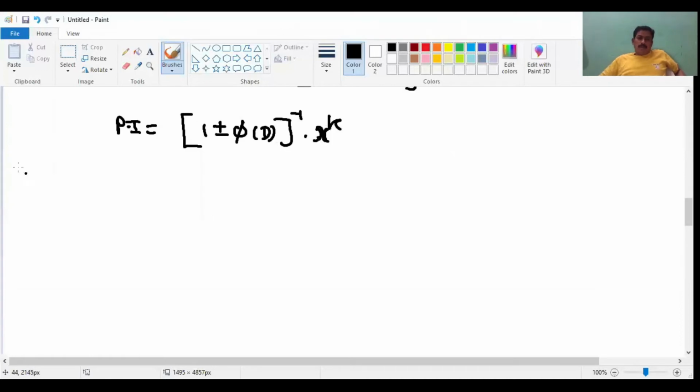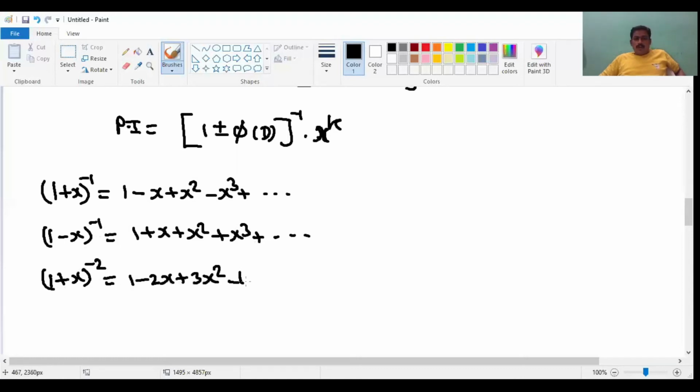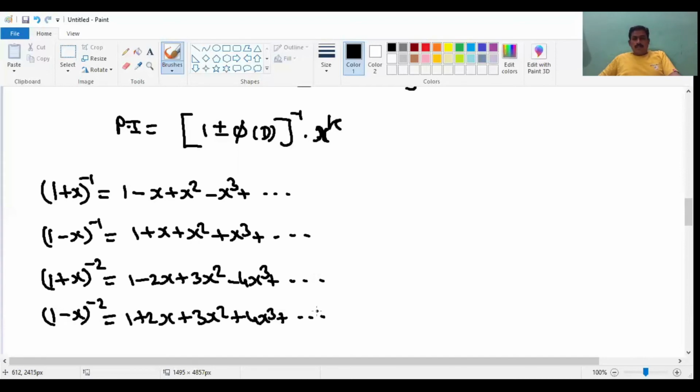So we know the formula, 1 plus x the whole inverse equals 1 minus x plus x square minus x cube plus etc., and 1 minus x the whole inverse equals 1 plus x plus x square plus x cube plus etc. Suppose you have the power minus 2, 1 plus x whole power minus 2 is 1 minus 2x plus 3 x square minus 4 x cube plus etc., and 1 minus x whole power minus 2 is all in the form of positive plus etc. So using these formulas, we can expand the terms and multiply by x power k, and you will get our required answer.